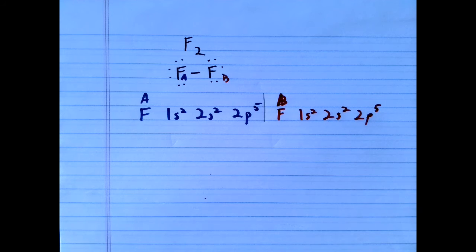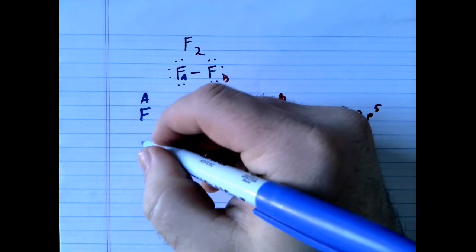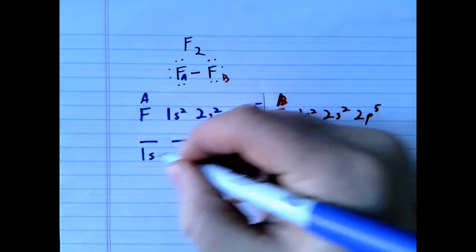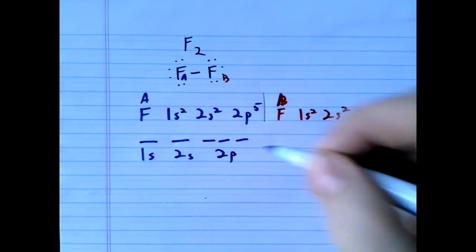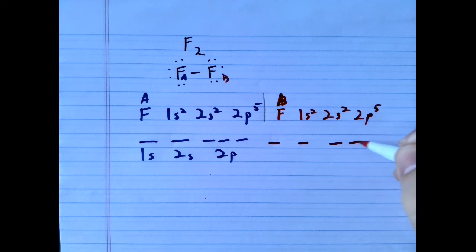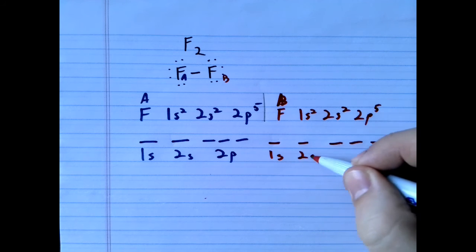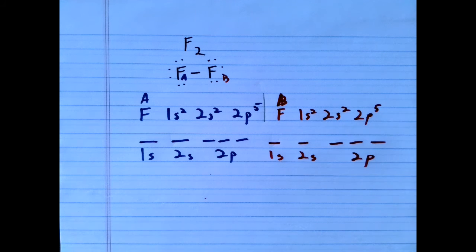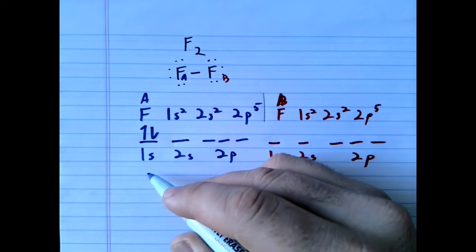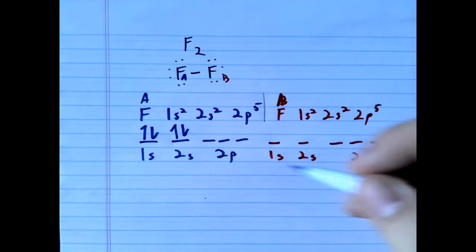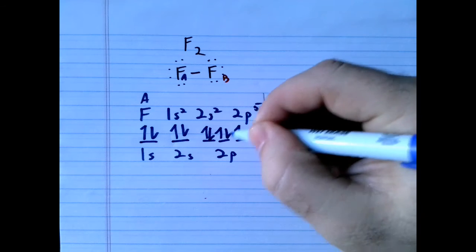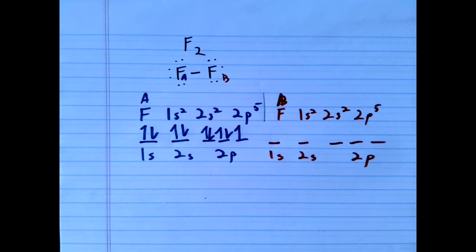If I write out the orbital diagrams here, it's going to look like this. So this is my 1s, 2s, 2p. Same thing over here. 1s, 2s, 2p. Okay? When I fill in my electrons, the 1s orbital is full, the 2s orbital is full, and there are 5 electrons in my 2p orbital, leaving me 1 empty slot.